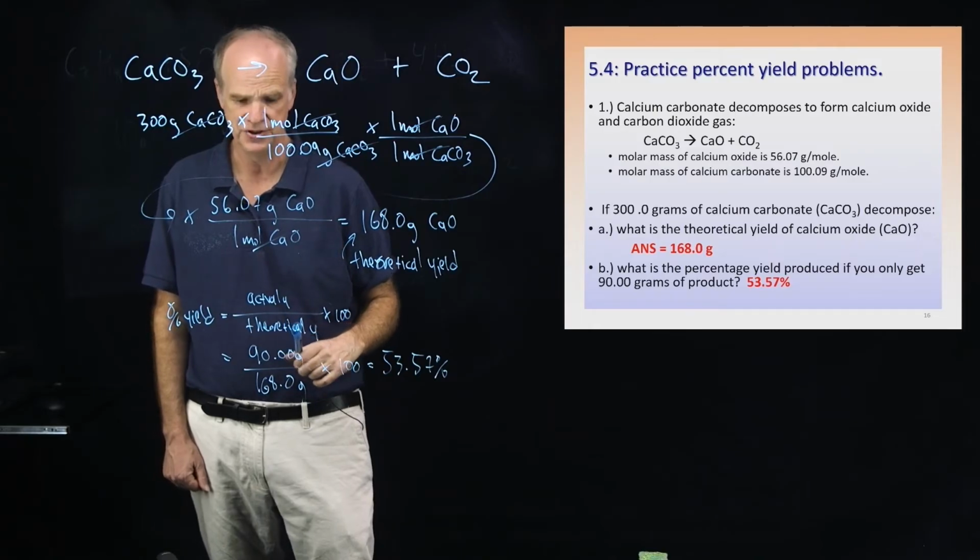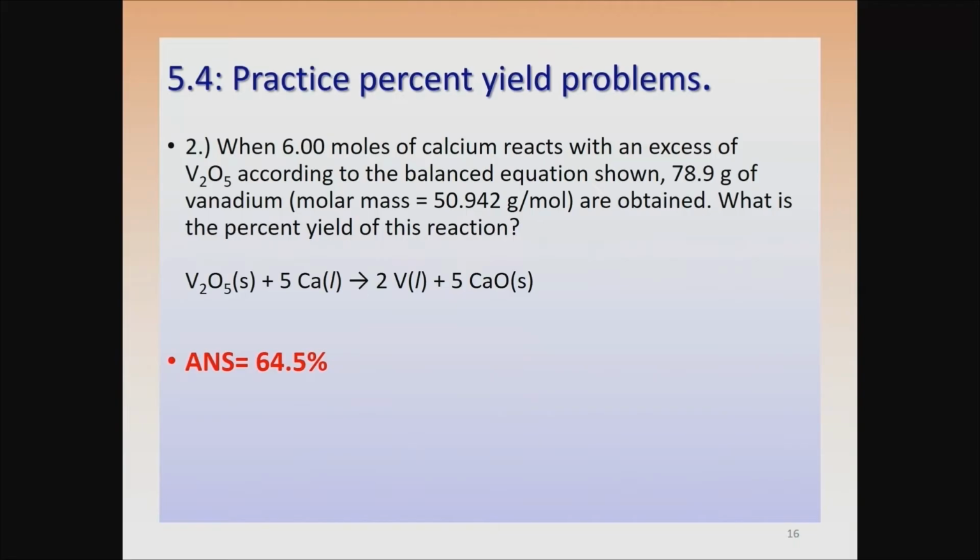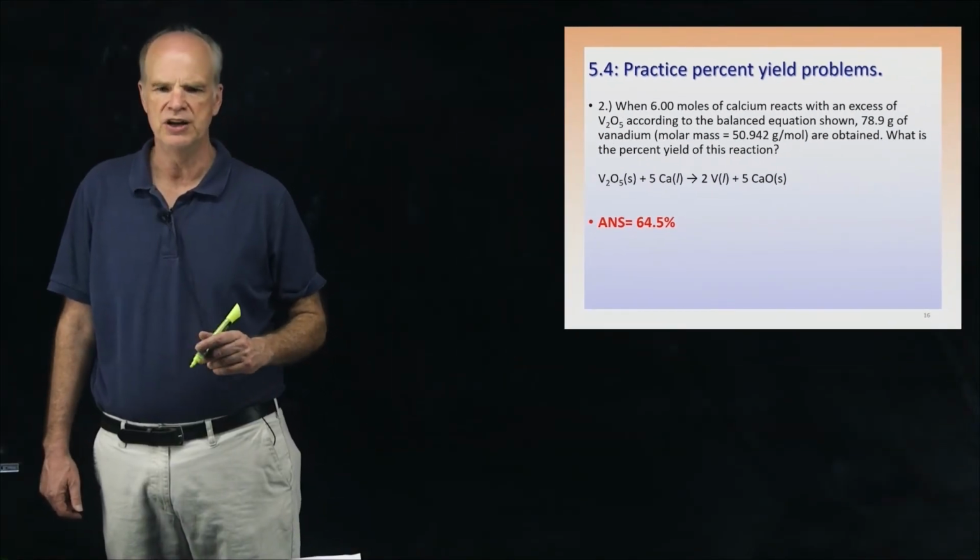So let's move on to a different problem. Next one. Okay, so with this next problem, we have when 6 moles of calcium reacts with an excess of V2O5, which is vanadium oxide, according to the balanced equation shown, 78.9 grams of vanadium, and there's a molar mass for vanadium there, are obtained. What is the percent yield of this reaction? Okay, so the first thing I want to do to solve this problem is write an equation on the board.